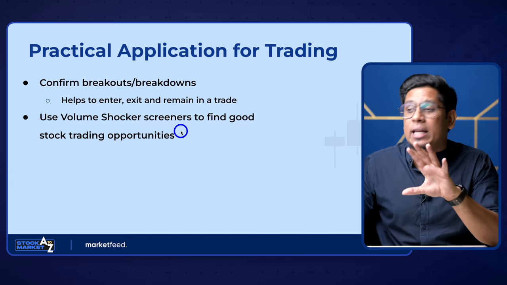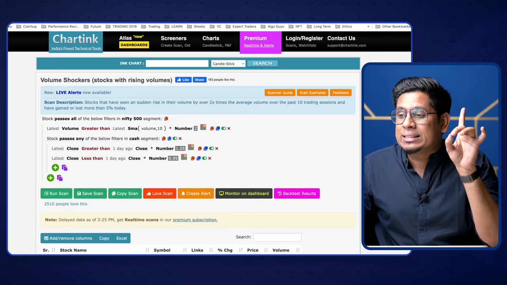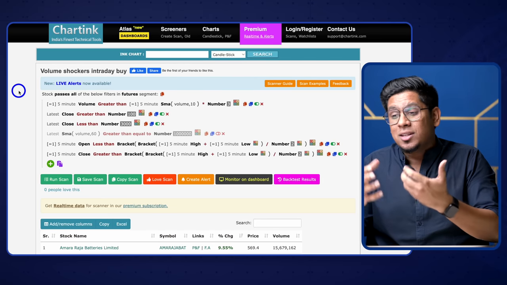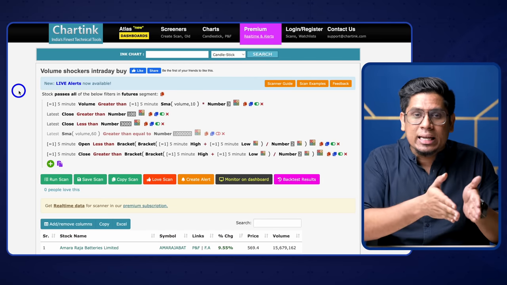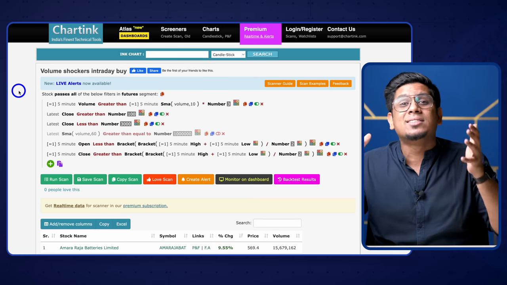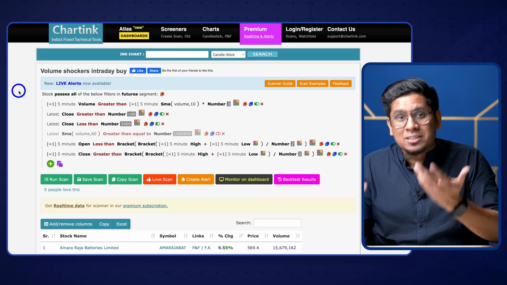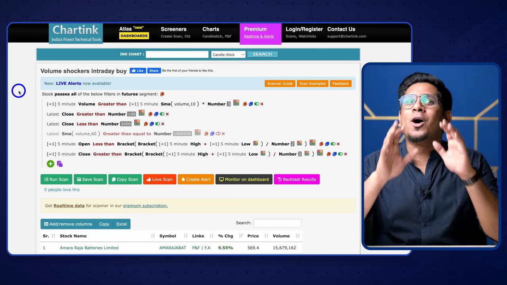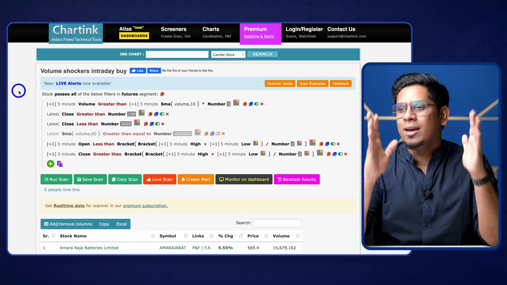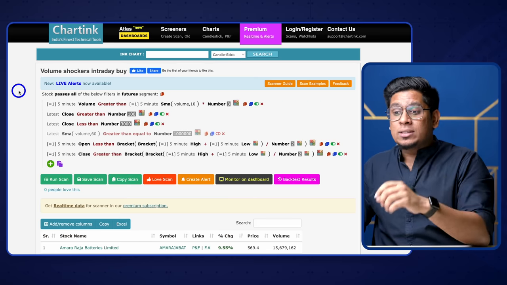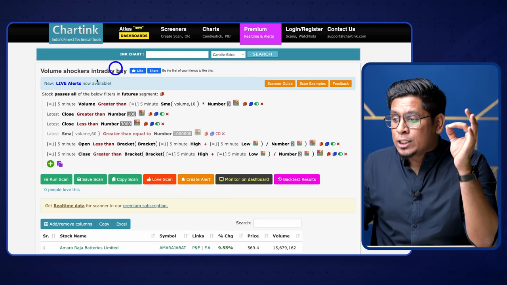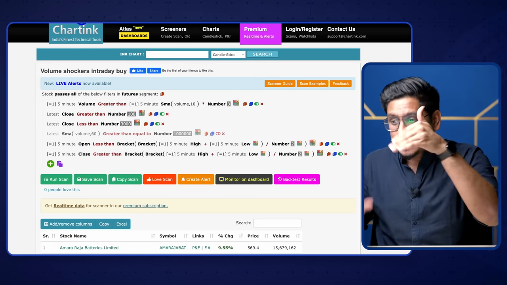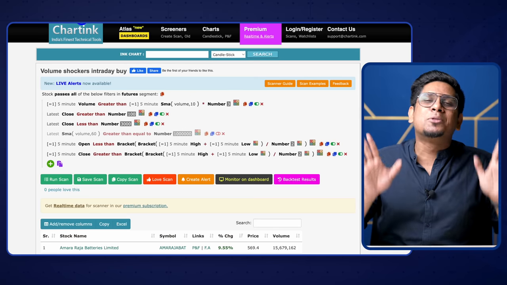So I'll show you certain screeners on this website called Chartink. Again, this is not a paid promotion at all. This is a great website where you can build screeners and find existing screeners and scanners. I've personally used this, and I know a lot of people using this. So I'm just talking about the platform without taking any money from them, just being transparent, right? Anyways, this is a specific screener here. I'll put the link to the specific screener in the description and in the pinned comment.